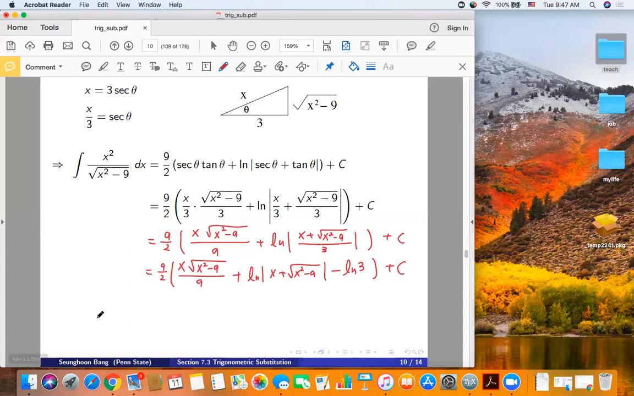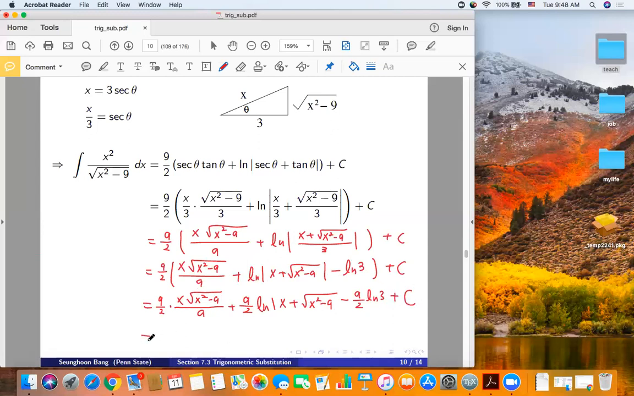And plus C. Next, distribute the 9 over 2. The 9 over 2 times x times the square root of x squared minus 9 over 9, plus 9 over 2 times ln of the absolute value of x plus the square root of x squared minus 9, minus 9 over 2 times ln 3, plus the constant C.